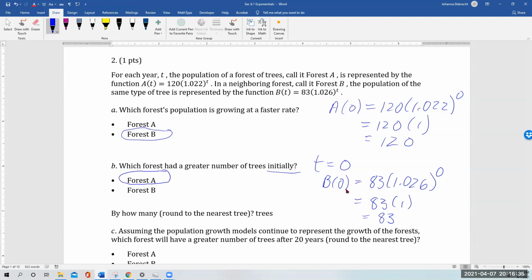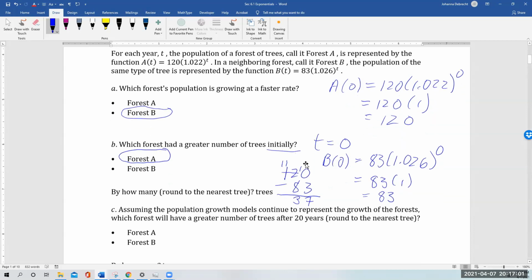How many more trees? Well, that would be 120 minus 83. Remember, when you subtract, that you can borrow from the terms next to it. That would make this 11, and that would make that 10. 10 minus 3 would give us 7, and 11 minus 8 gives us 3. That would be 37 trees more in forest A than in forest B.